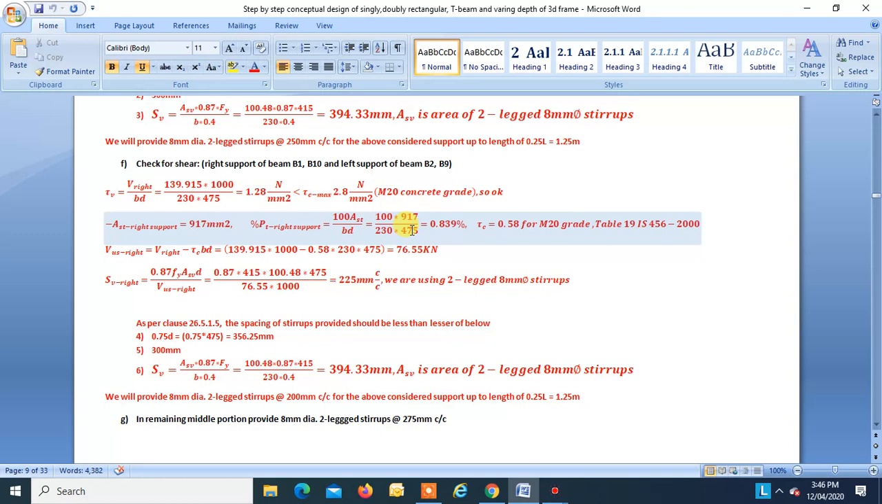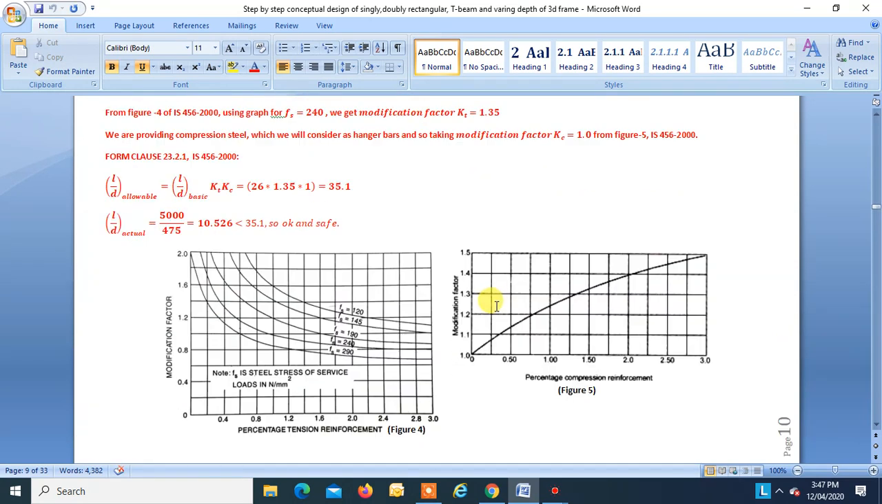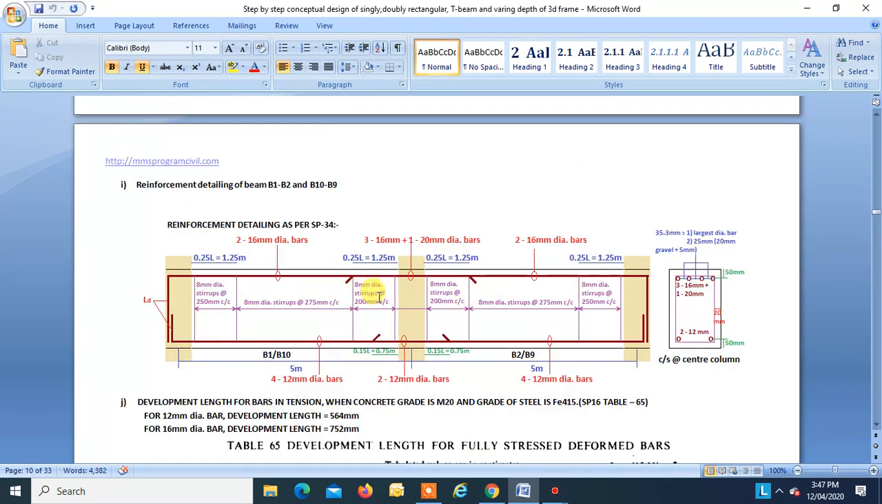So we will provide shear reinforcement for a shear force Vus that is equal to 76.55. Put the value of Vus over here, and we get spacing as 225. This spacing has to be the lesser of these three, which is less. This is 356, this is 300, this is 394, right? So we will provide two-leg stirrups about 200 mm center to center from the right support for a distance of 1.25 meters. So this is what we provide, 8 mm dia about 200 mm center to center, as we just calculated.